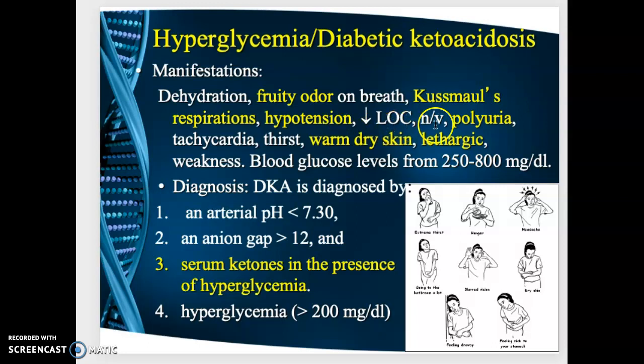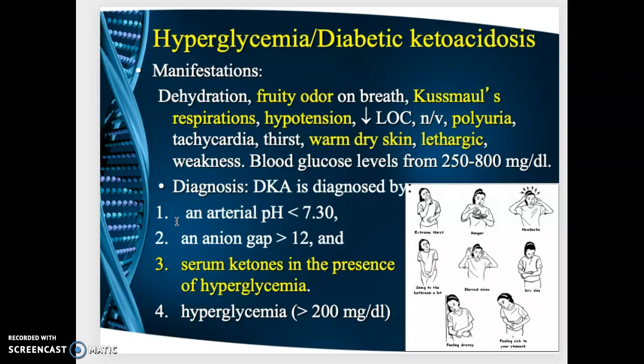They'll have decreased level of consciousness. We talked about the polyuria before, tachycardia, thirst. They'll have warm, dry skin, and that's where we get that little statement, hot and dry, sugar's high. They'll be lethargic and weak. And like it says there, their blood sugar level is going to be well above the 110, so from 250 to 800, it says here. Now, to diagnose diabetic ketoacidosis, and you'll get this in fourth semester, you don't need to know it here in first semester, they call it ketoacidosis.